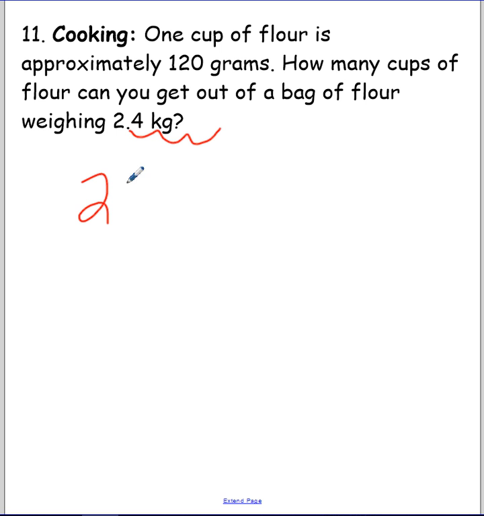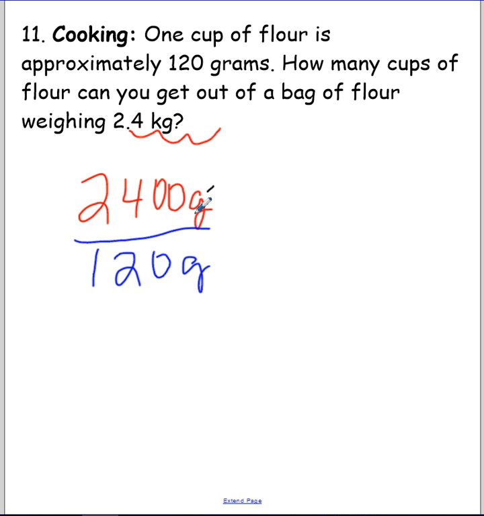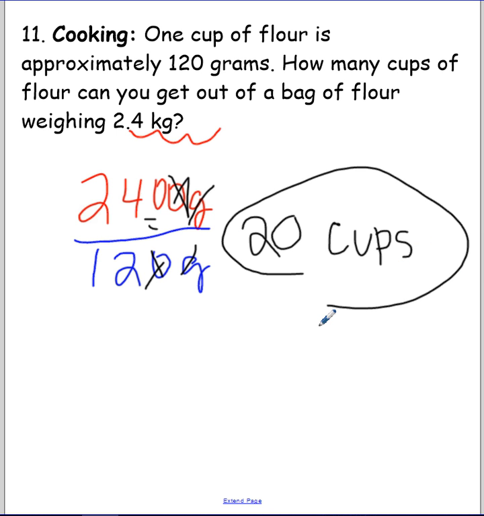That gives us 2,400 grams in the bag, and we're dividing that by 120 grams. So grams cancel grams. I'm going to divide by 10 and get rid of a 0 on each. 12 can go into 24 two times, but then we have that 0 there to bring into our answer. So we get 20 cups of flour out of a 2 4/10 kilogram bag of flour.